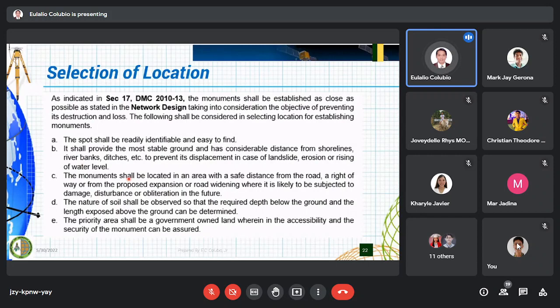In your LabX1, when you examine and recover existing monuments, one of the objectives is to examine whether our monuments are still stable and whether the sky is still open at our geodetic stations. I hope I will check that in your LabX1. And the monuments shall be located at a safe distance from the road, because right now there is still an ongoing widening project, and mostly these monuments are found along the side of the road.